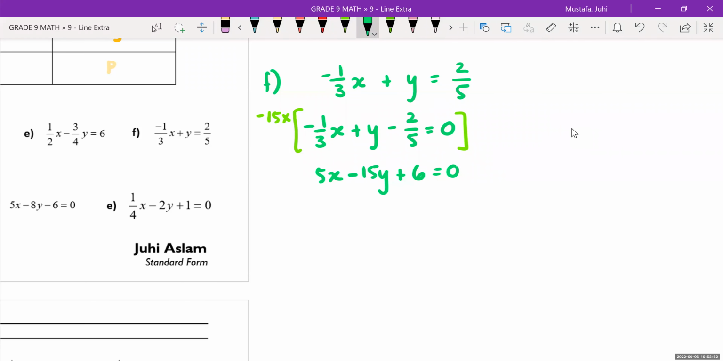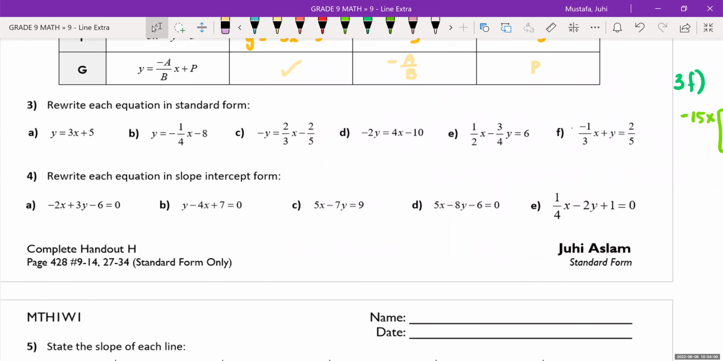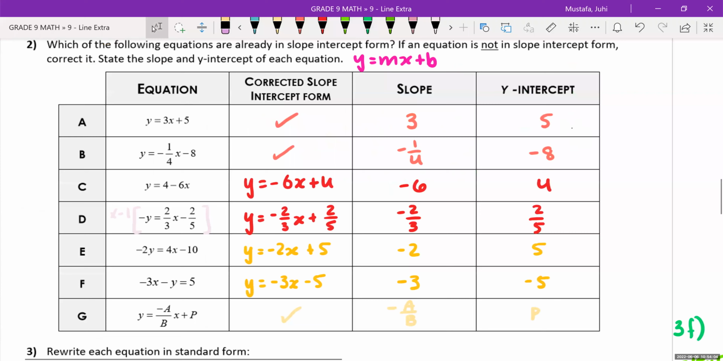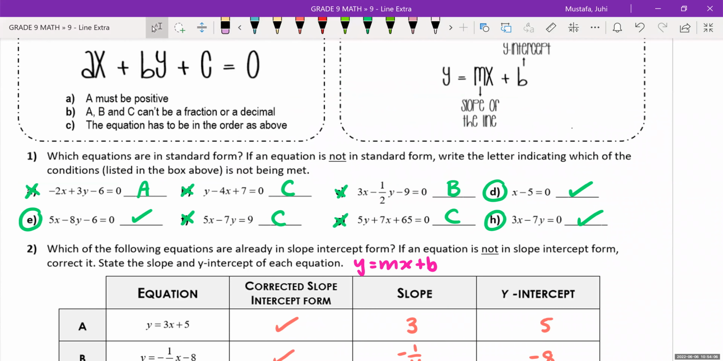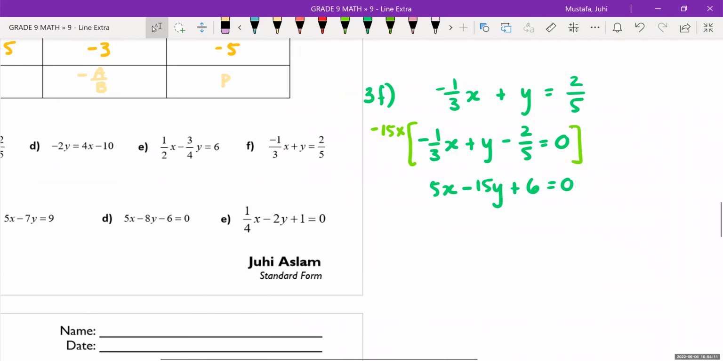Okay, last question that we're going to do together. This was 3F, by the way. I want to do question 4 with you as well, 4E. So for question 4E, it says, rewrite each equation in slope-intercept form, which is just y is equal to mx plus b. So I think this is good practice for us to try. And E is definitely the hardest question, so let's try that one.